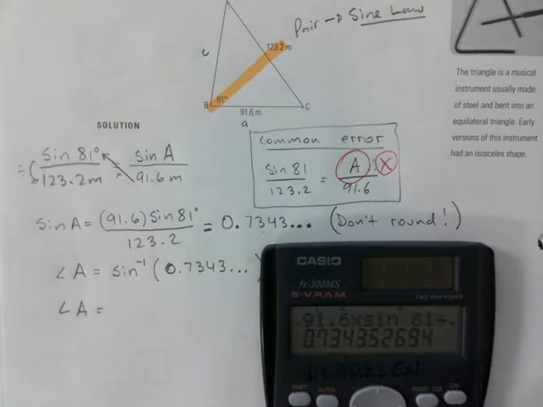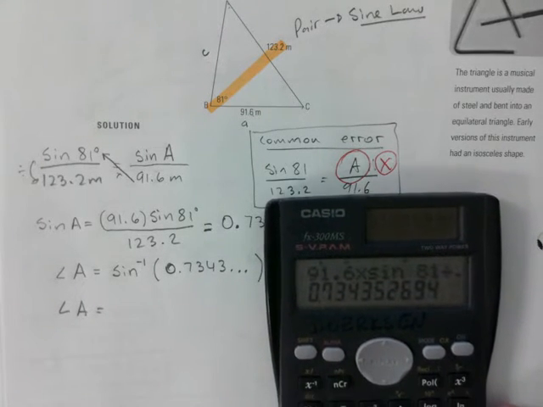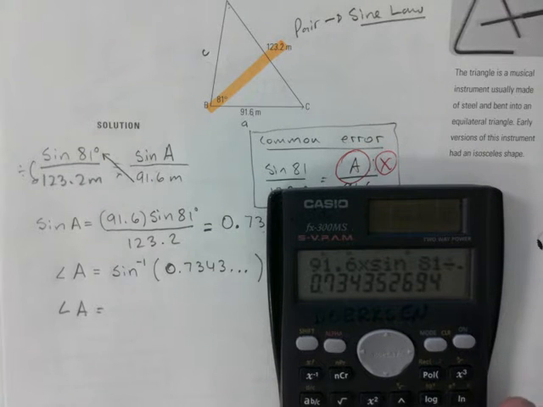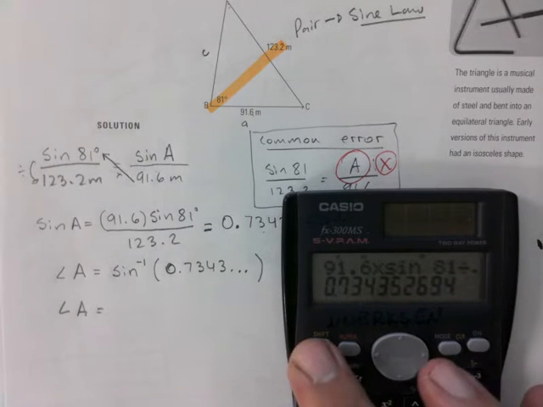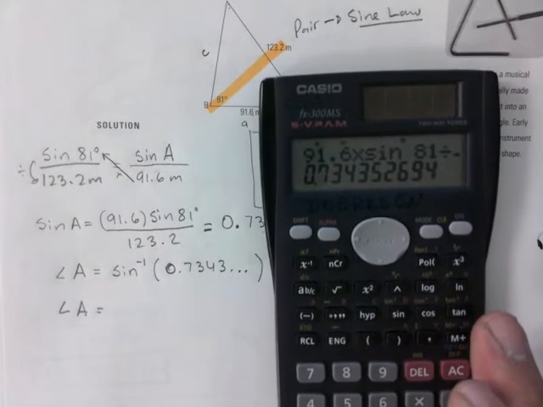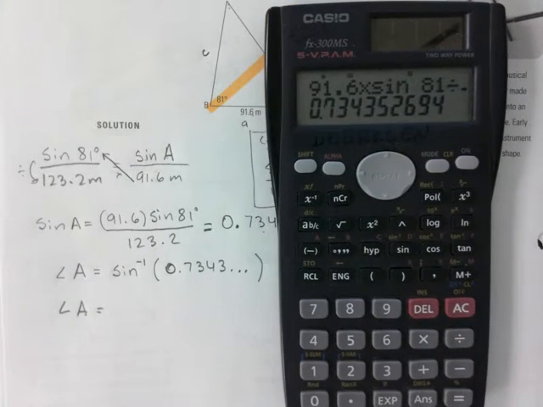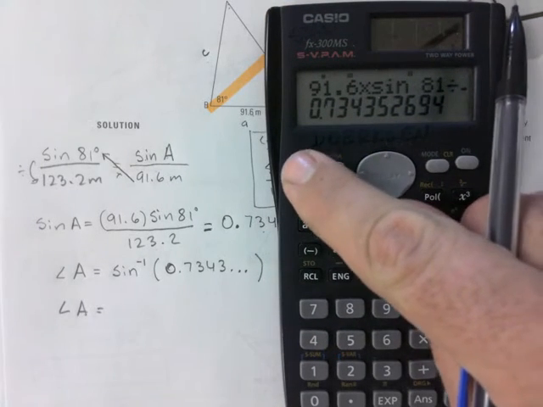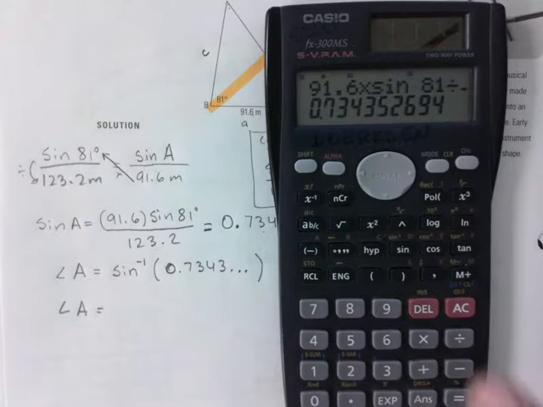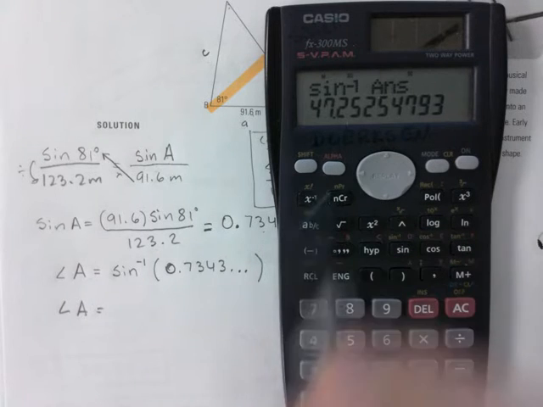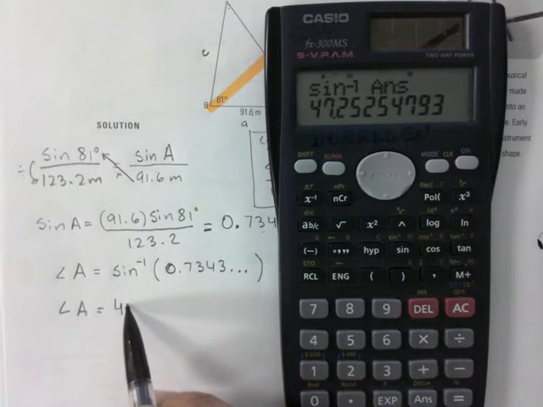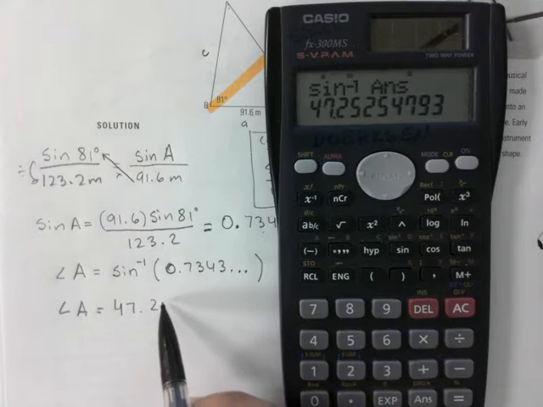Okay. So then watch what I'm going to do on my calculator, and this might be different from yours. But I'm going to go shift or second. Okay, it depends on what kind of calculator you have. I'm pressing shift, and then I'm going to press sine, and that appears. And then I'm going to press equals. And that is now my angle, which is 47.25 degrees.